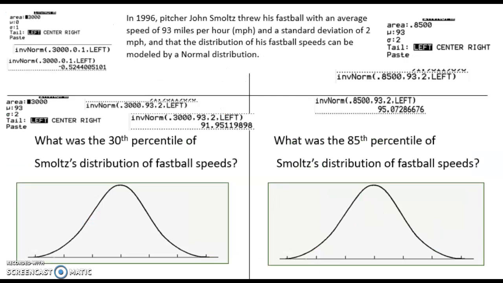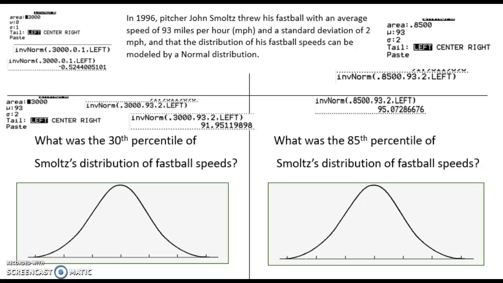All right, so here we go. This is going to be a little odd, so let me make this a little bit more fine tip. All right, so again, 96, John Smoltz, average speed 93 miles an hour, standard deviation of 2, and definitely modeled by normal distribution, which is why we're going straight to the bell-shaped curve. So what was the 30th percentile of Smoltz's distribution of fastballs?